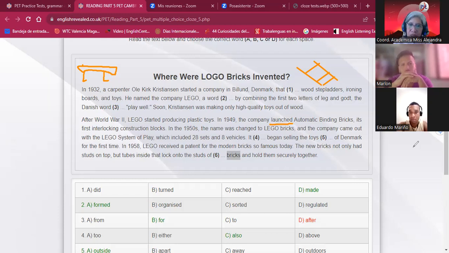In the 1950s, the name was changed to Lego Bricks, and the company came out with the Lego system of play, which included 28 sets and 8 vehicles. Okay, it also began selling the toys outside of Denmark for the first time. In 1958, Lego received a patent for the modern bricks so famous today. The new bricks not only have studs, stud means protuberant pieces, on top with tubes inside that lock, se encajan, onto the studs of other bricks and hold them securely together.